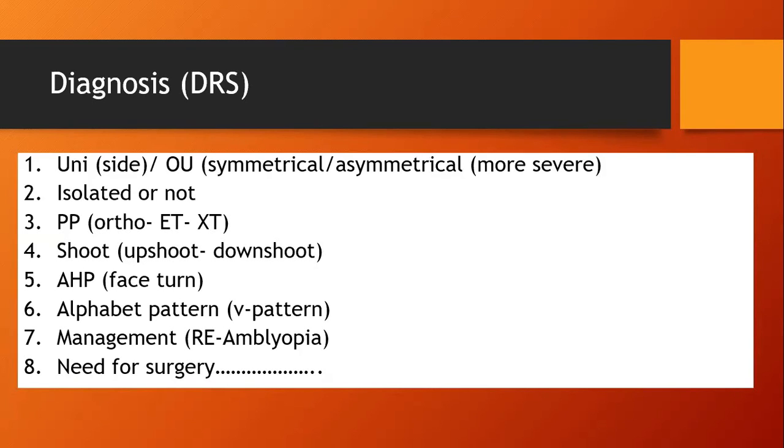Here, I wrote the basic points to be assessed if you are confronted with a case of Duane in the exam. Number one, is it unilateral or bilateral? If it is unilateral, you have to mention the side, right eye or left eye. If it is bilateral, you have to say if symmetrical or asymmetrical, and which side is more affected. Number two, is it isolated, or does it look like the patient has a syndrome like Goldenhar syndrome?